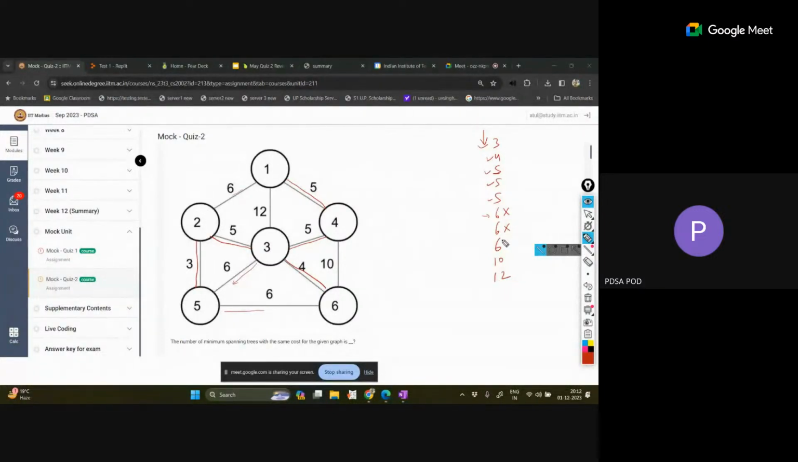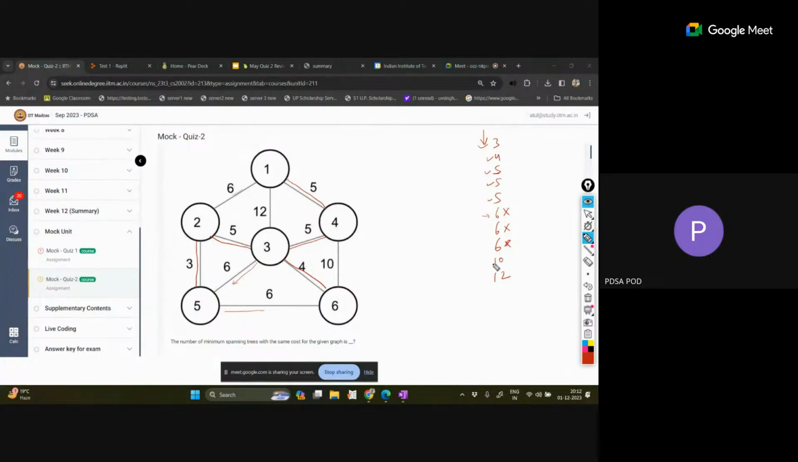So you can see that all the 6s are creating cycles. The first 6 creates a cycle after adding edge 1, 2, through 1, 4, 3, 2, 1. The second 6 creates a cycle between 2, 3, 5. The next 6 creates a cycle between 2, 3, 6, 5. So all three are not possible to add in this MST.